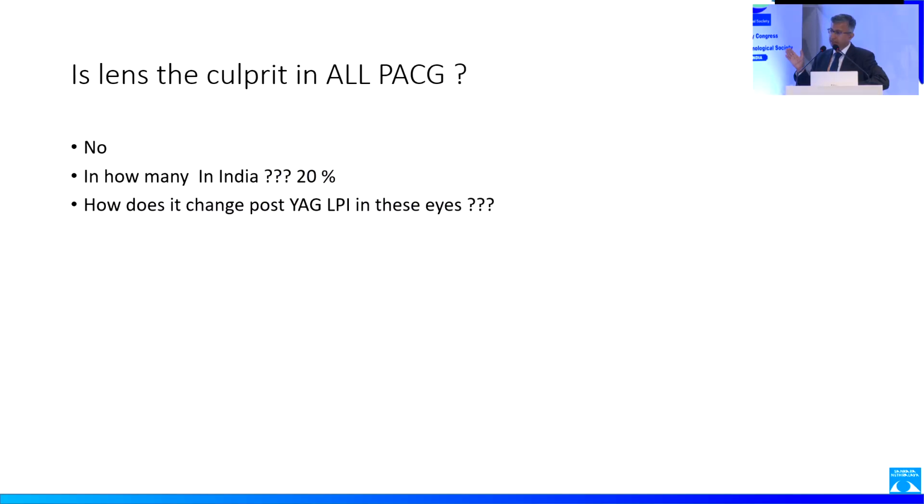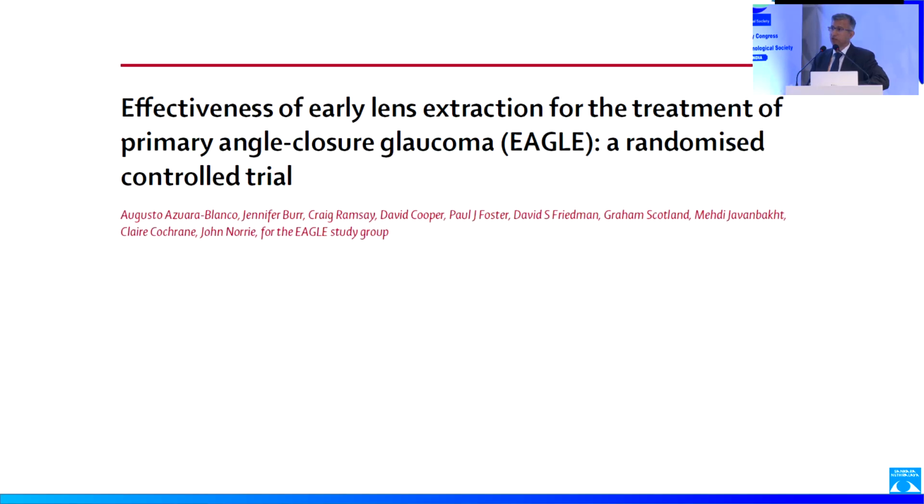So is the lens a culprit in all PACG? Really not. In India, what's the number? Is it 20%? Is it 10%? Is it 5%? We don't know. How does it change post-YAG LPI in these eyes? We don't know that information either. And that's really the information we need to know before we make any decisions on what to do with the lens.